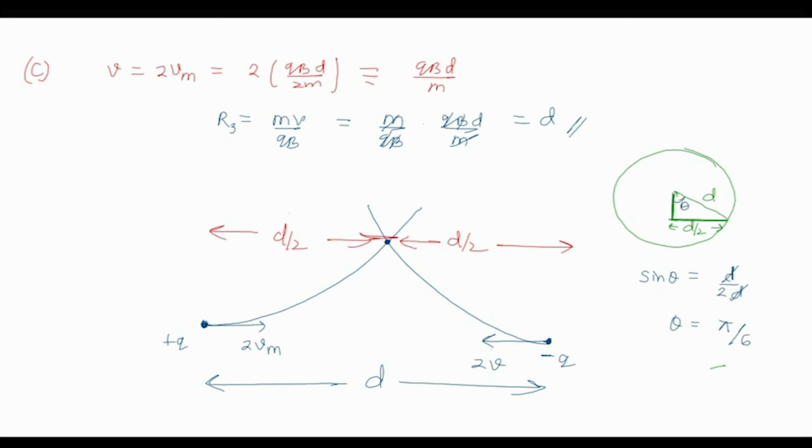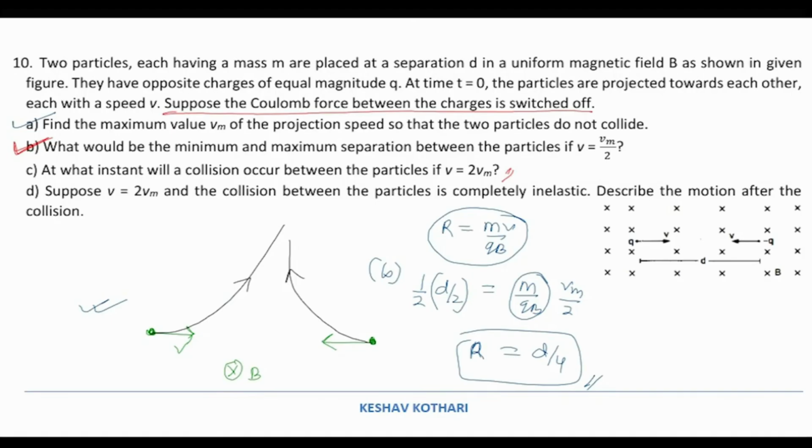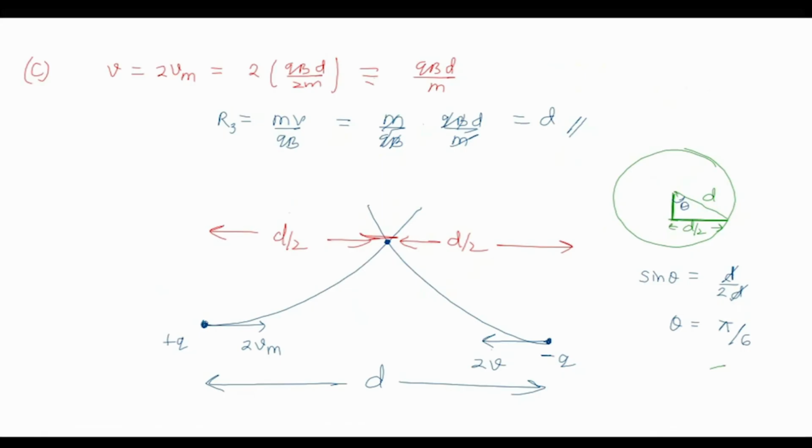So the question is asking us to calculate the time taken for the collision to take place. Let us come back to the question. The question is, at what instant will the collision occur? Since we know that the total time of the circular path is 2 pi m by qB, for moving 2 pi the time taken is 2 pi m by qB. So in order to move pi by 6, the time is going to be pi by 6 m by qB. So this is the time after which the collision will take place, that is pi by 6 m by qB. Now let us deal with the fourth part of this problem.